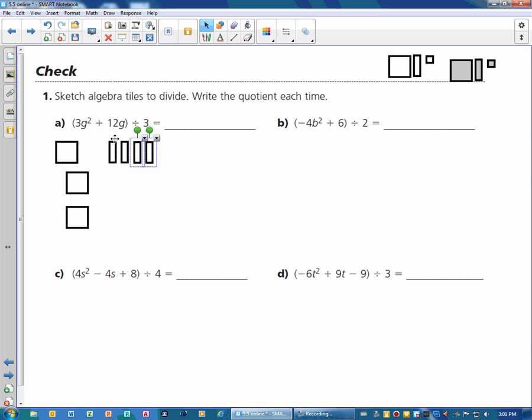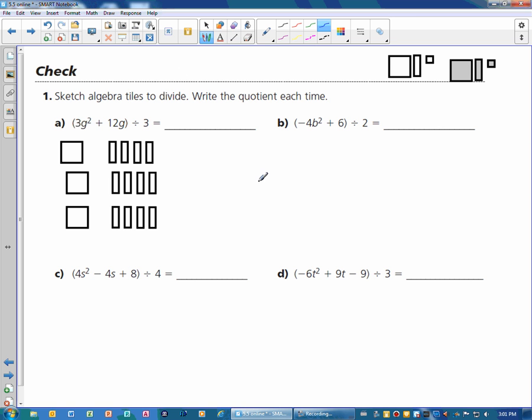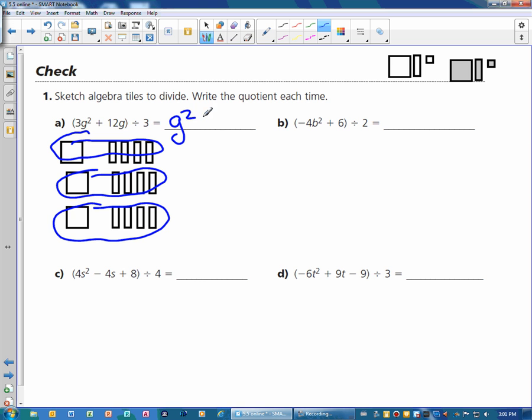Here. 4, 8, and then look what I've done. I kind of already did the dividing by 3, haven't I? So I've got 3 positive g squareds. I have 12g. Hopefully you can easily see that if I were to divide them into 3 separate groups, there's one group, there's another, and there's the third. So what's my answer? g squared plus 4.